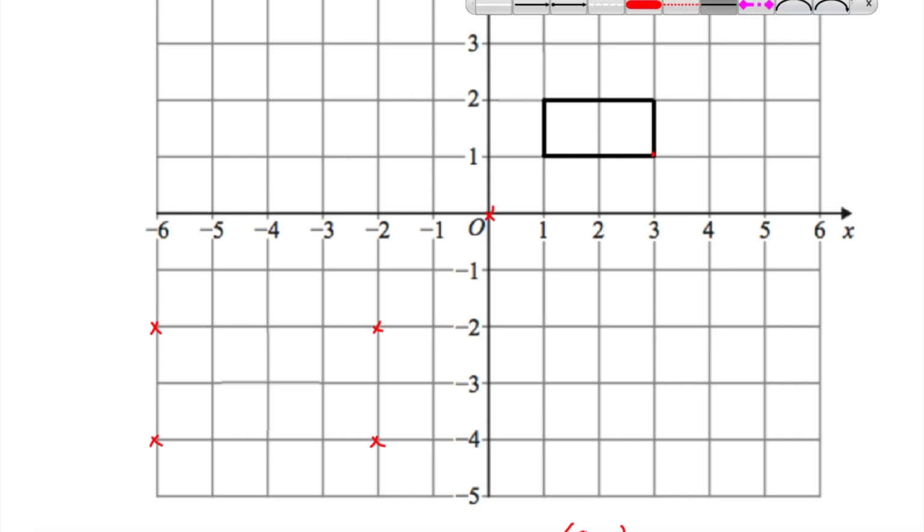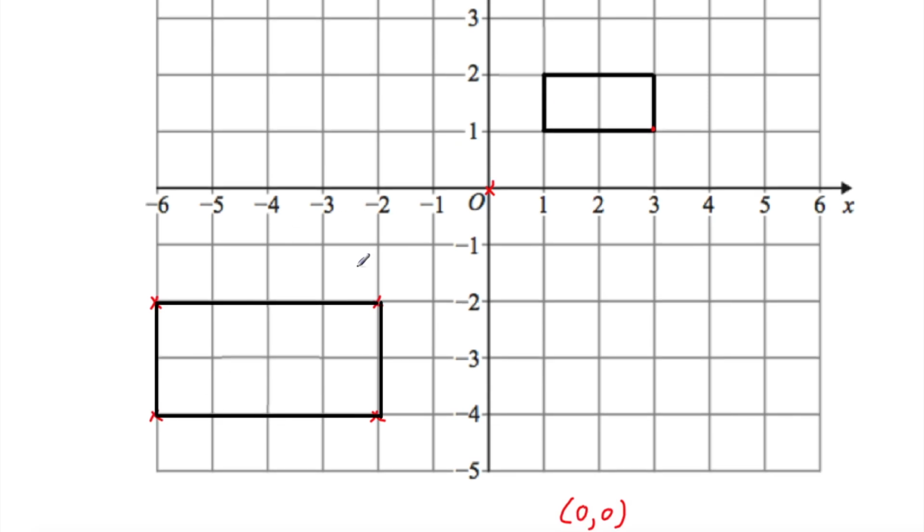Now let's join them up. And that's it. So we've enlarged this rectangle by scale factor -2 using the origin as the center of enlargement, and that's where it would be.